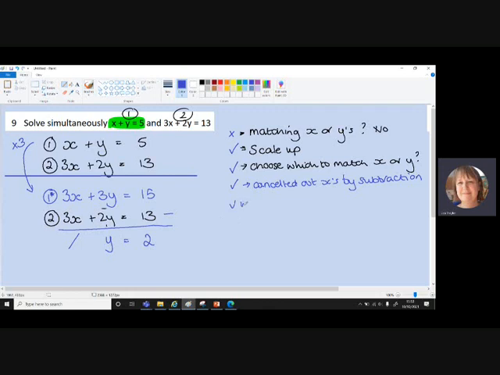Okay, then we worked out the value of y, and now we need to substitute that y value into one of the equations, and again you can choose any of the equations to find the value of x.